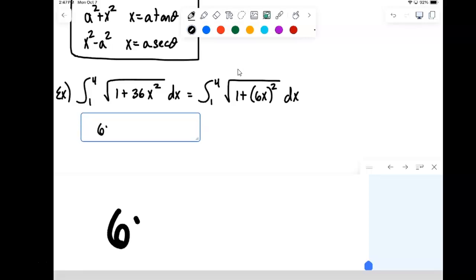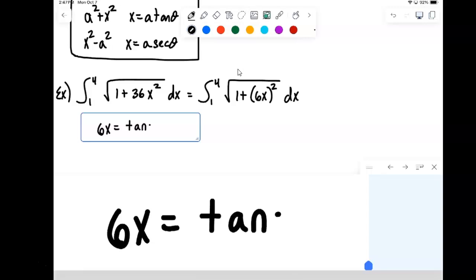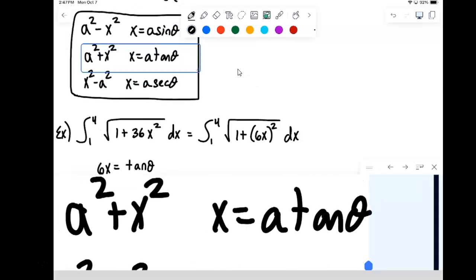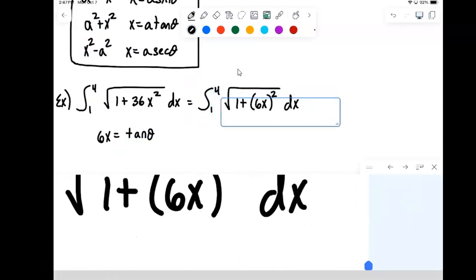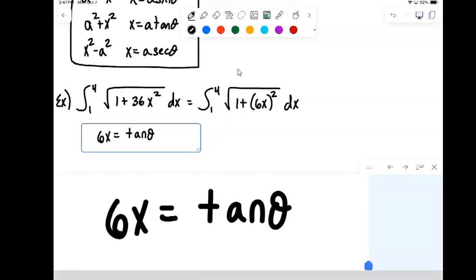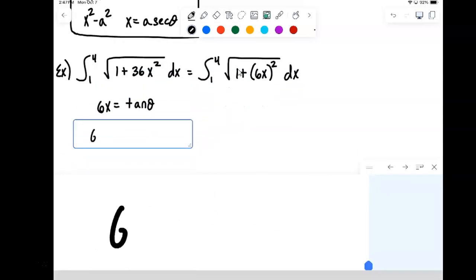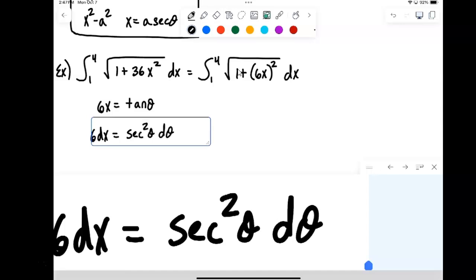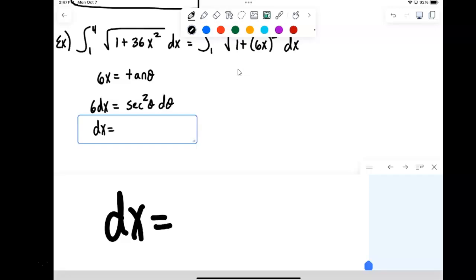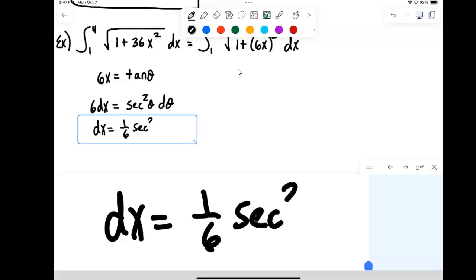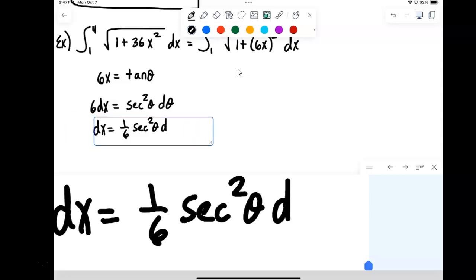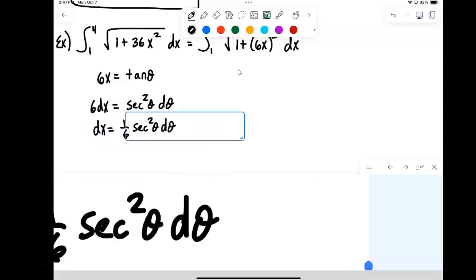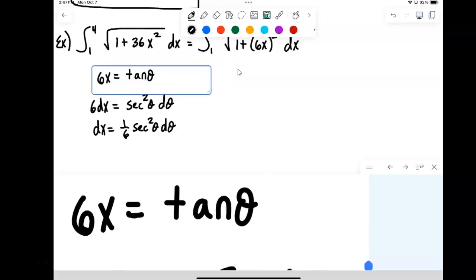So I just make the substitution 6x equals tangent theta, as described in this problem here. The number with it is 1. So 6x equals tangent theta. When we differentiate, 6 dx equals the derivative of tangent theta, which is secant squared theta d theta. So dx is going to be 1/6 secant squared theta d theta. Okay, everything's set up fine. I don't have to worry about anything there.